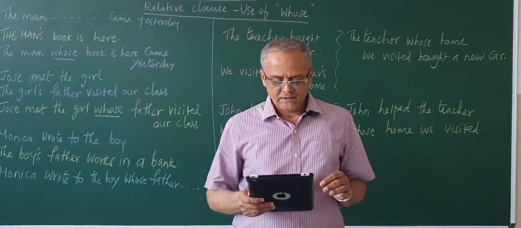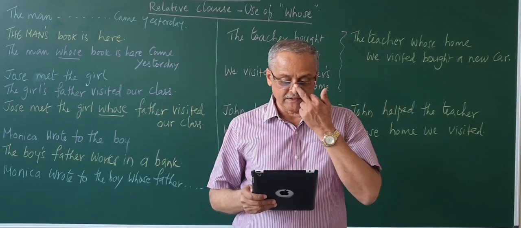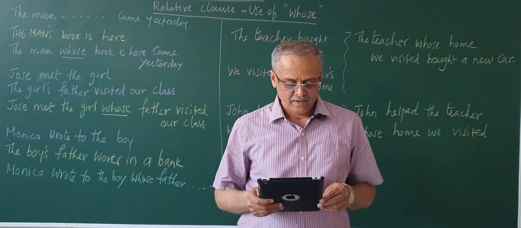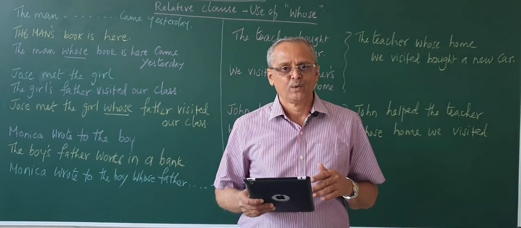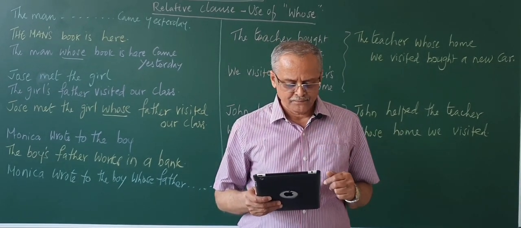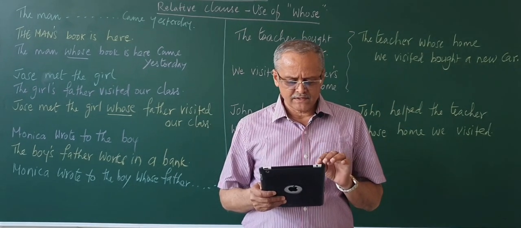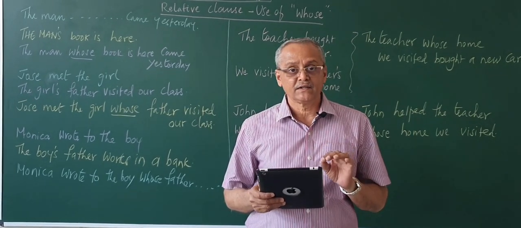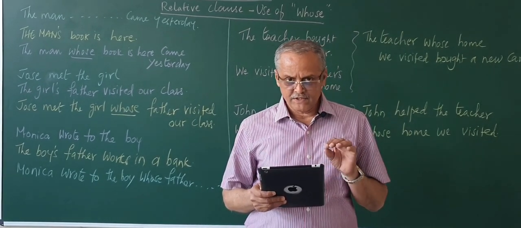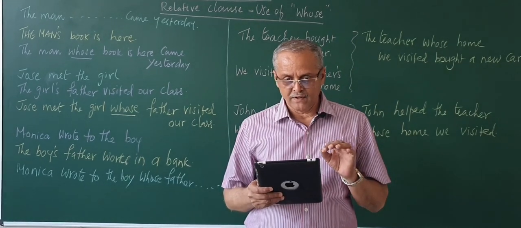I know the student. The student's father is the mayor. I know the student whose father is the mayor. We visited the man. The man's house is on Gandhi Street. We visited the man whose house is on Gandhi Street.